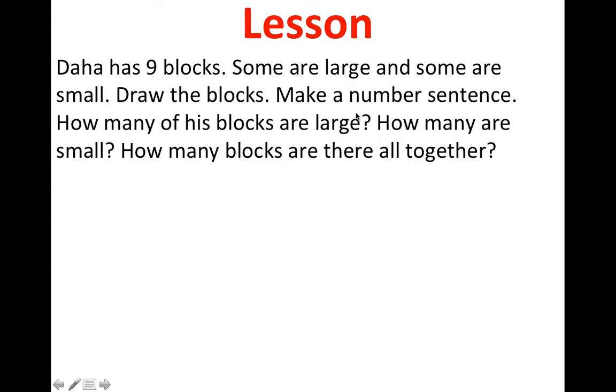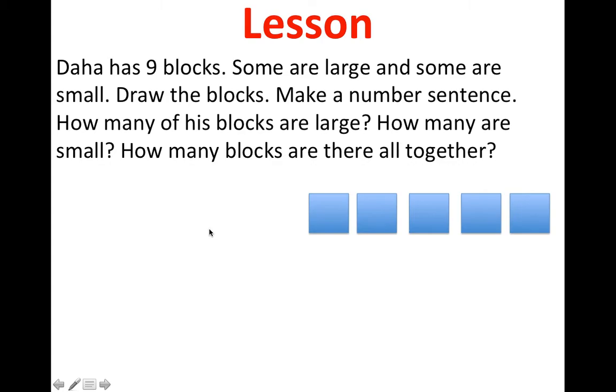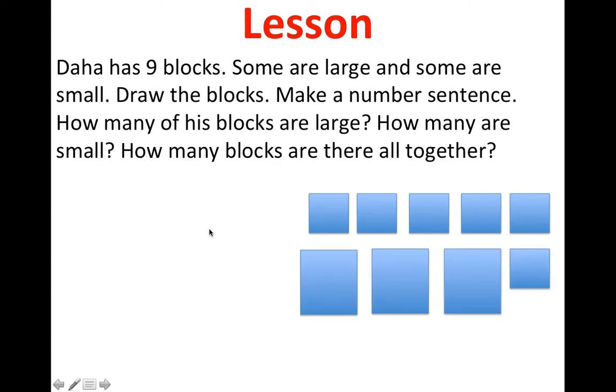Large in this case means big. So we know Daha has 9 blocks. Some are large and some are small. We do not know how many large and how many small. So it's totally up to me to see how many large I can make and how many small. From my picture, you can see I made 3 large and 6 small.